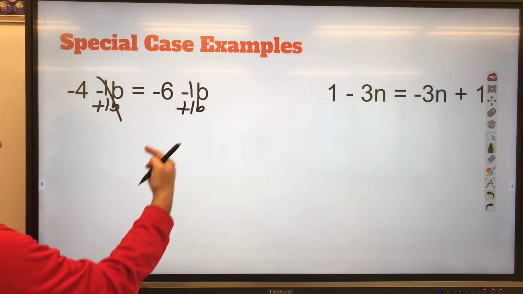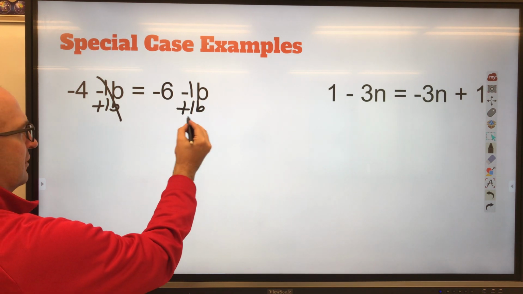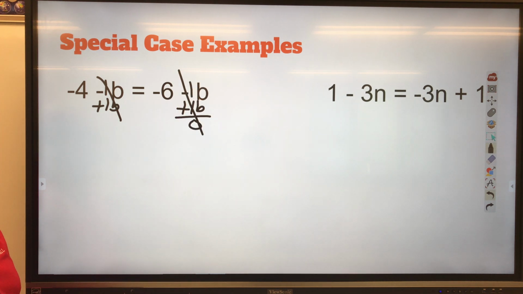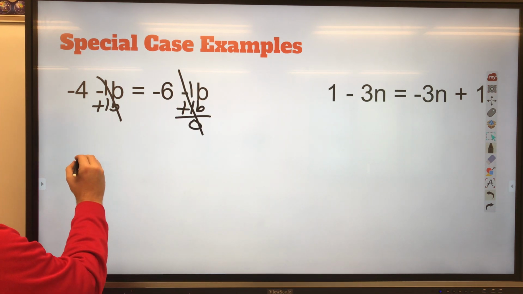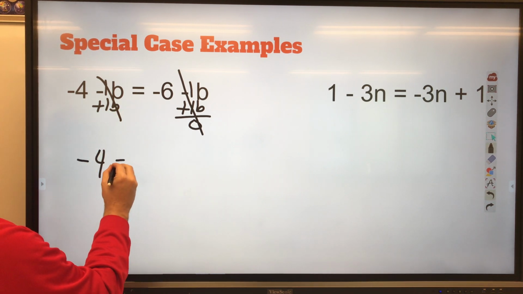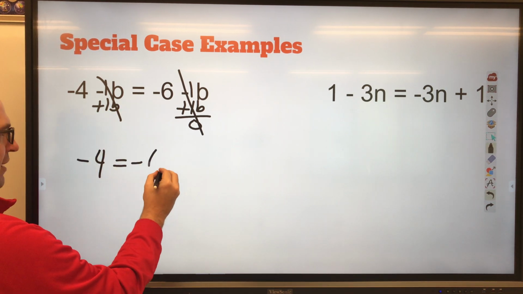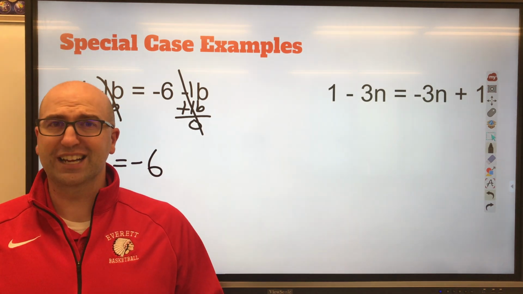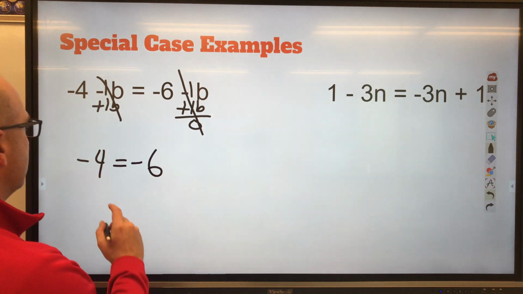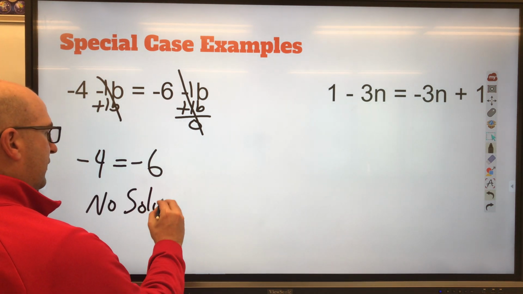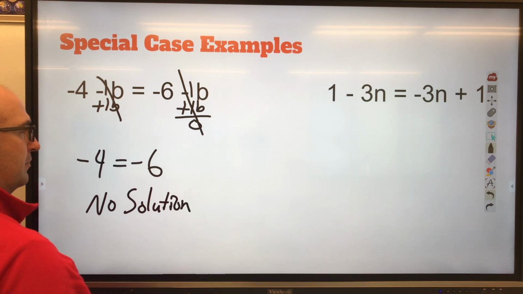But negative 1b plus 1b is 0. So it eliminates that too. And the only thing that's left in my equation is negative 4, the equal sign, and the negative 6. Does negative 4 equal negative 6? No. So in this case, you would write it as no solution.